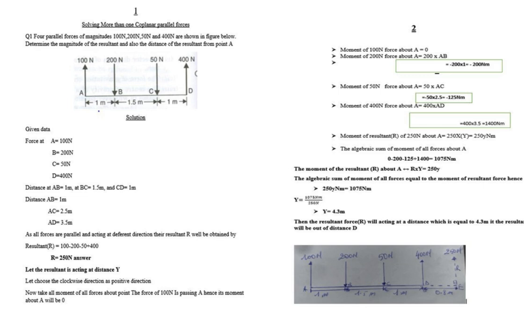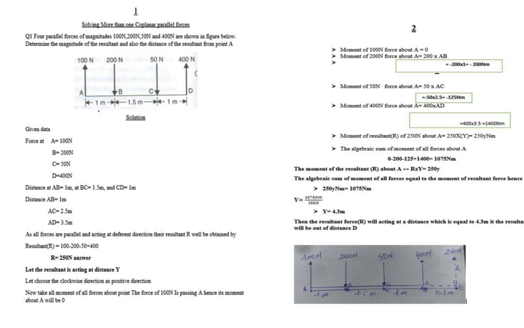First, Coplanar nature: they lie in the same plane. Secondly, parallel alignment: the forces do not converge at a point. Instead, they are parallel to each other. Third, magnitude and direction: these forces can have equal or unequal magnitudes and may act in the same direction or opposite directions.